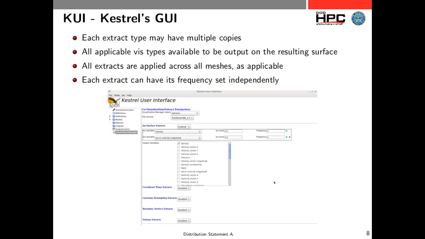We made modifications to Kestrel's graphical interface in order to support this. Each extract, you can have multiple copies of it. This is showing a screenshot of it. The top thing has two isosurfaces enabled, one that's storing isosurface of density, and one that's storing vorticity magnitude. For each of these, you can give it a level, set the frequency that you want output, and then what output variables you want on those extracts. The way we're doing it, if you ask for an isosurface, you will get that isosurface on all the different meshes that you have. So if you ask for isosurface of vorticity, you'll get one for the Cartesian mesh, for the aircraft, and for the ship. And then you can read those all in individually.